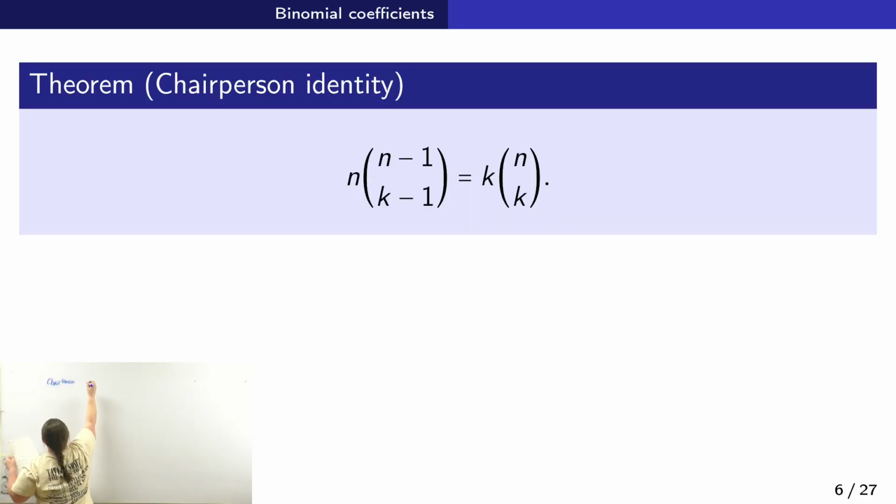I think they would be called the stand person. Okay, that tells us we have n times n minus 1, choose k minus 1, which is here. And choose k.